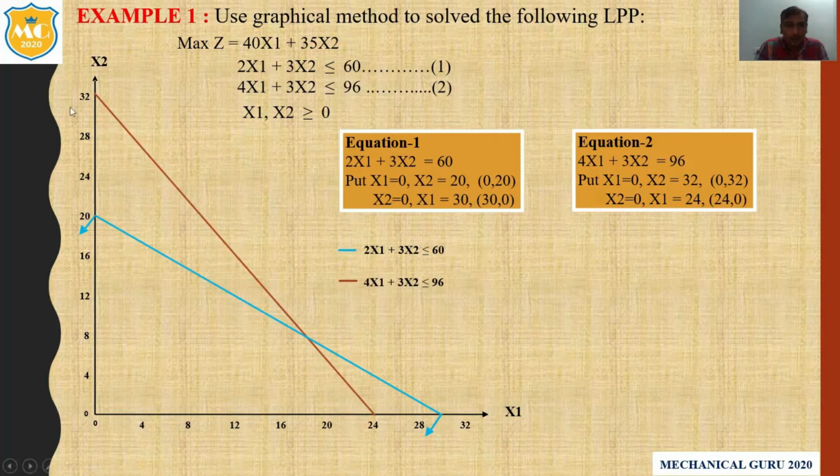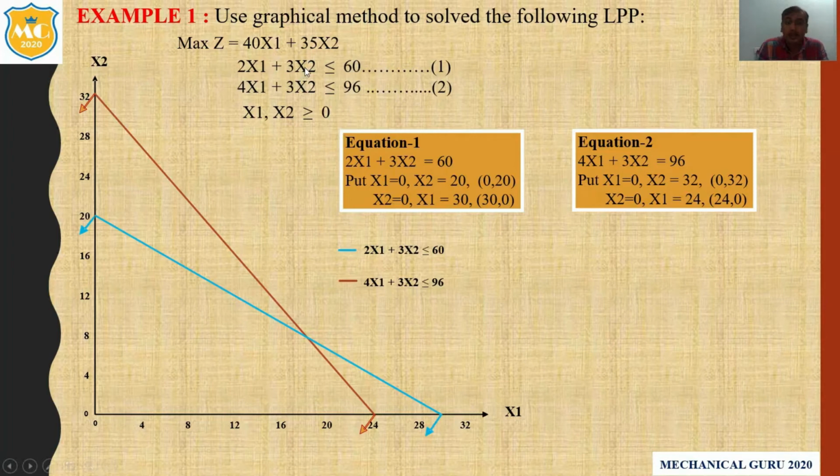Okay. So again we draw the straight line. Again the sign is less than or equal to 96, so again towards the origin. So it's represented this way. Clear? So here we have only two constraints.